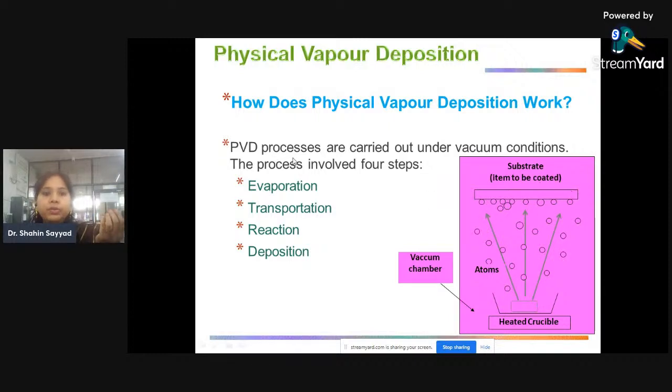Okay, so the PVD process we are carrying out under the vacuum condition. Why we need a vacuum condition? So that the atoms which are evaporated from here cannot be scattered by the air particles, or they cannot react with the air particles. Okay, they have to directly move from this target to the substrate. Therefore, we require a vacuum condition in a physical vapor deposition method. Therefore, four steps are carried out in this process: evaporation, transportation, reaction, and deposition.